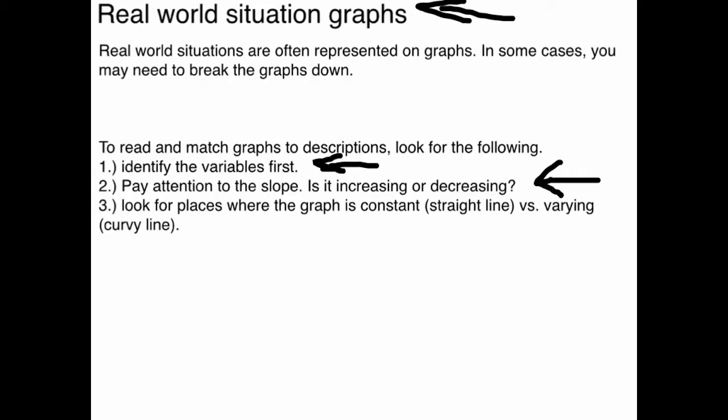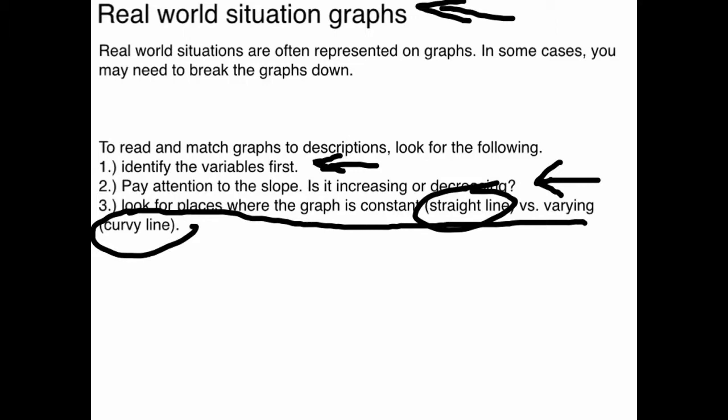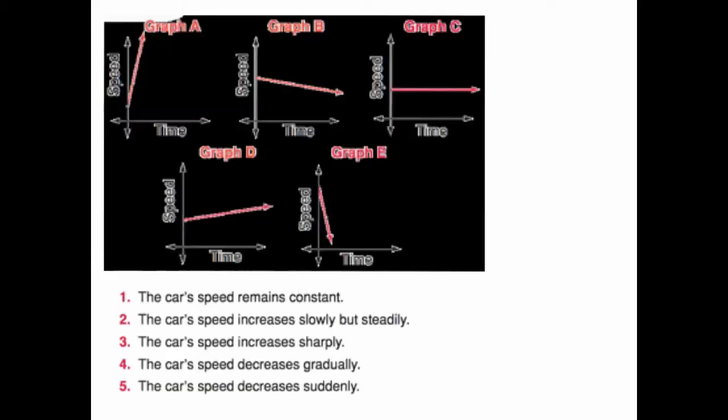And lastly, you're going to look for places where the graph is constant, which is going to show a straight line, or varying, which is a curvy line, which will often mean someone is starting or stopping, and then speeding up or slowing down. This is going to make much more sense when we move on to examples, but make sure you have these first 3 steps written down in your notes page.